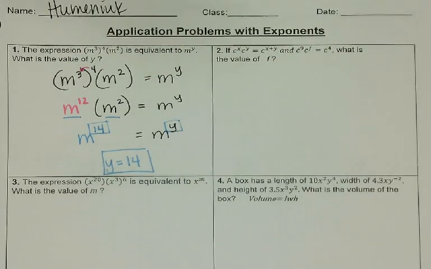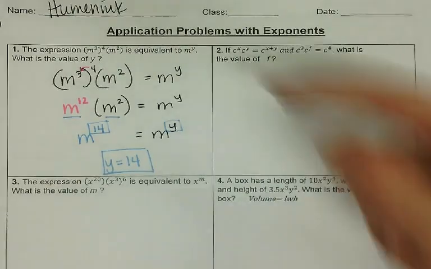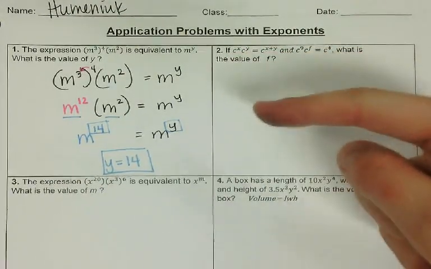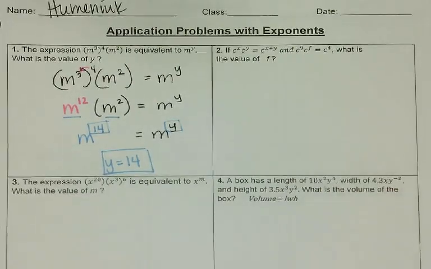Yes, sir? You would write it like that instead of like the m^14 equals m^y? Yeah, because it says what's the value of y, and so probably if this was a multiple choice problem, it would have like 12, 2, 14. It would just have numbers as your answers, if that makes sense. So basically we can say what's the value of our exponent.